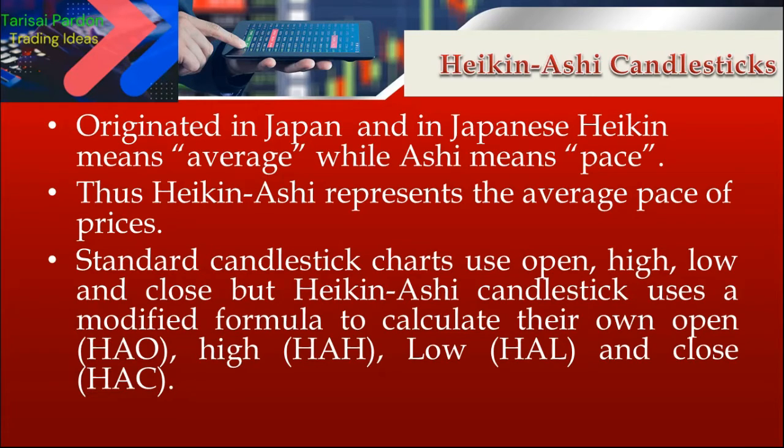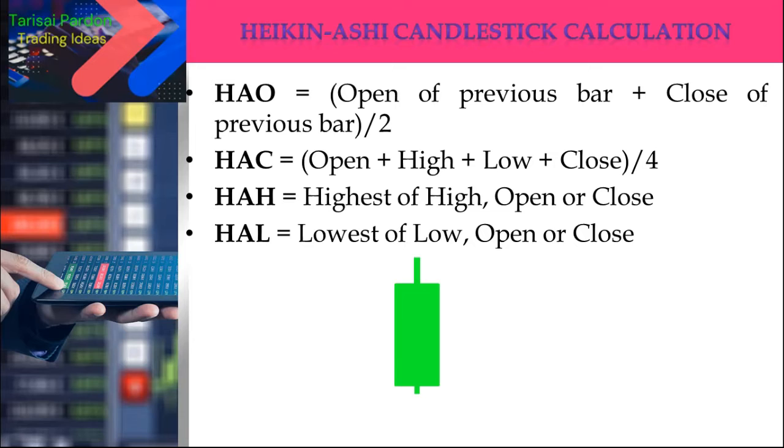Standard candlestick charts use open, high, low and close, but Heikin Ashi candlesticks use a modified formula to calculate their own open, which shall be named HAO, high, HAH, low, HAL and close, HAC. The calculation for HAO will be determined by adding the open of the previous bar and the close of the previous bar and dividing this total by 2.